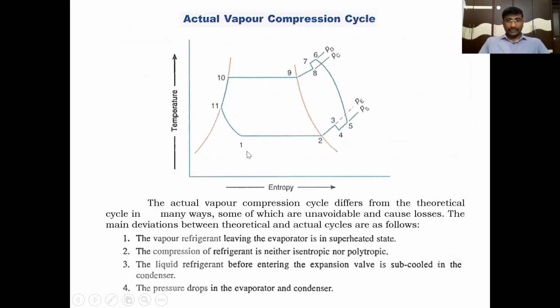So like this, many deviations occur in actual practice, but we are studying a critical cycle, which is a very simplified cycle when compared to the actual cycle. Clear?